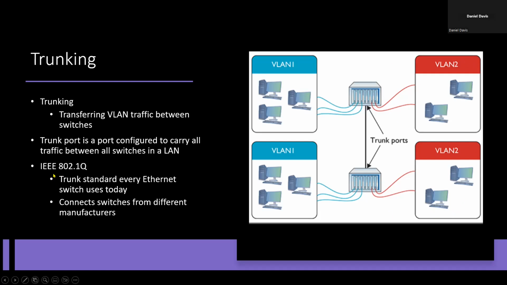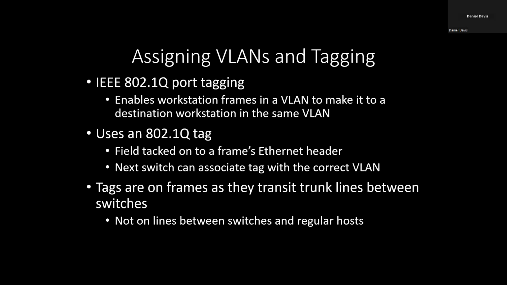We use something called the IEEE 802.1q standard. So it's the trunking standard that every Ethernet switch uses today to connect switches from different manufacturers. So again, it's a standard that applies across multiple switch manufacturers. Okay, so how do they make that work? They do something called port tagging, and essentially all it is they will add this 802.1q port tag to the data as it's being passed around. Specifically, it will be tacked on to the frame's Ethernet header. So we'll put this 802.1q tag on the frame's Ethernet header.